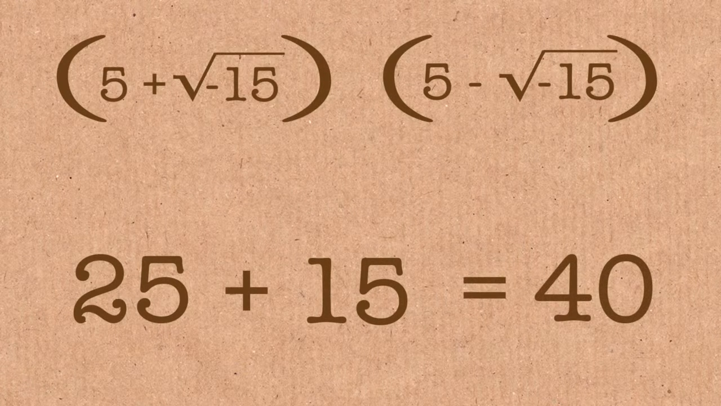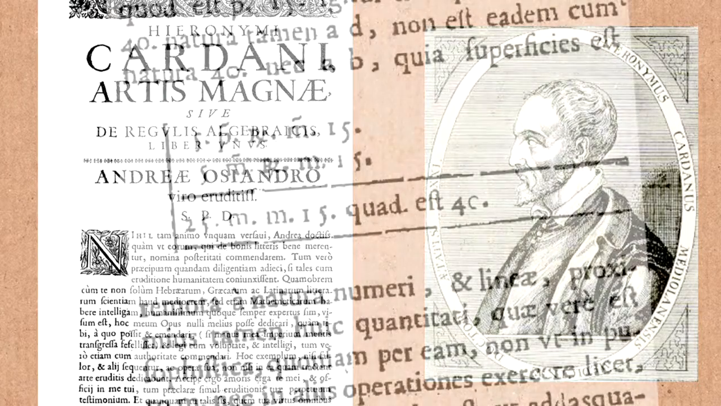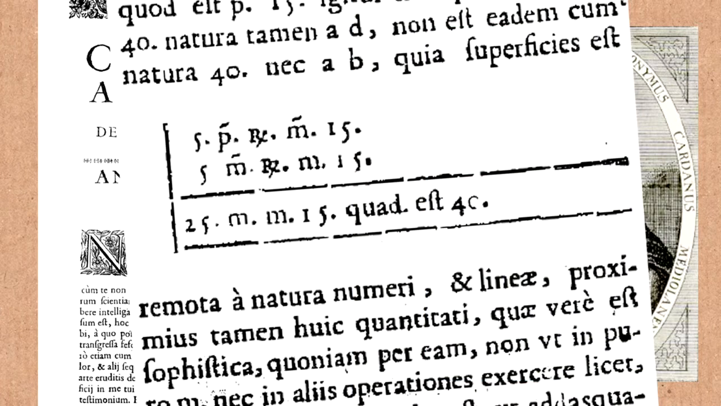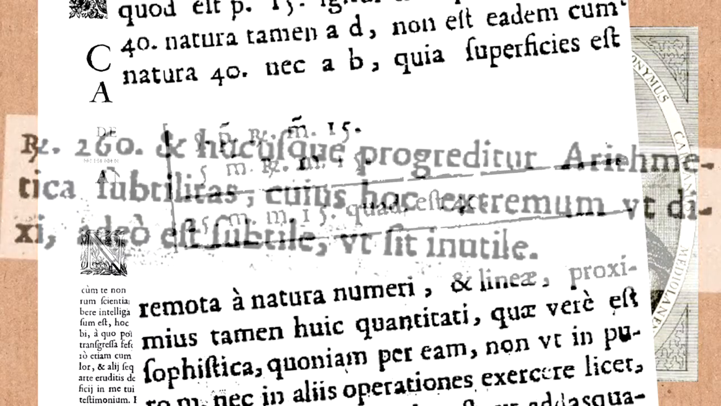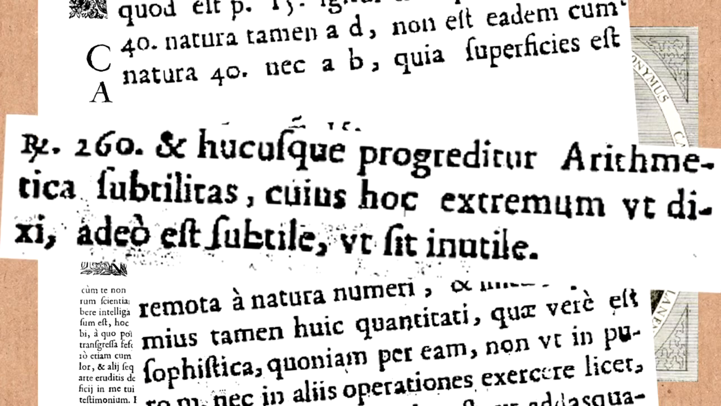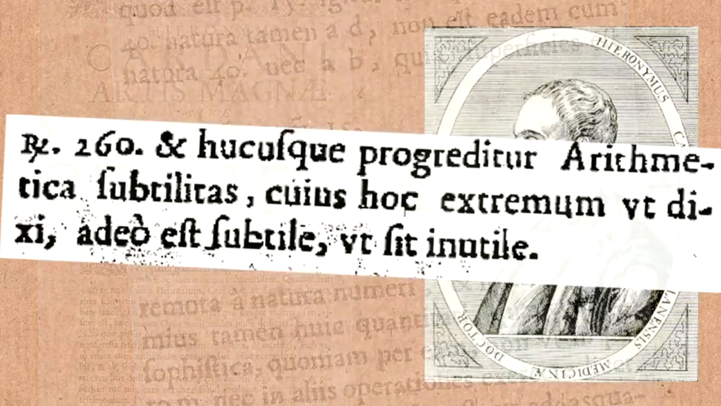And he writes, multiplying 5 plus the square root of minus 15 by 5 minus the square root of minus 15, we obtain 25 minus minus 15. And therefore, the product is 40. And thus far does arithmetical subtlety go, of which this, the extreme, is, as I have said, so subtle that it is useless.